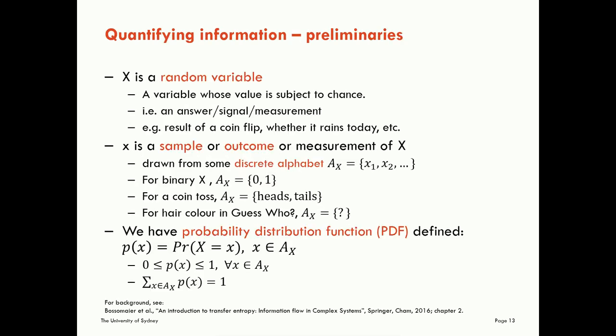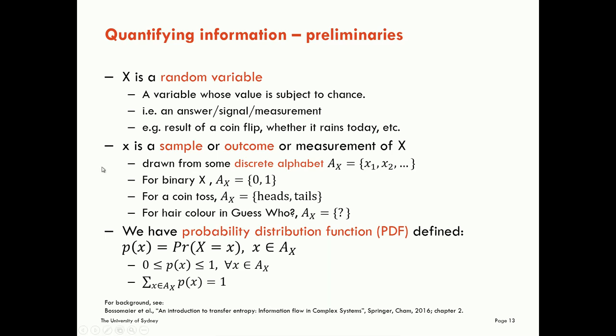To quantify this precisely, we need to go through some preliminaries. So here we're going to be talking about a random variable, capital X. This is a variable whose value is subject to chance. It could be an answer to a question, a signal, a measurement, the result of a coin flip, whether it rains today, and so on.